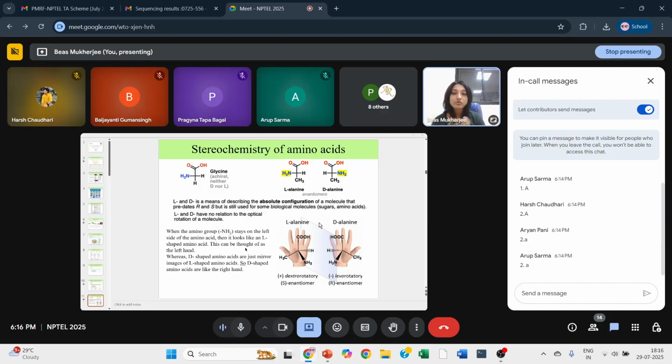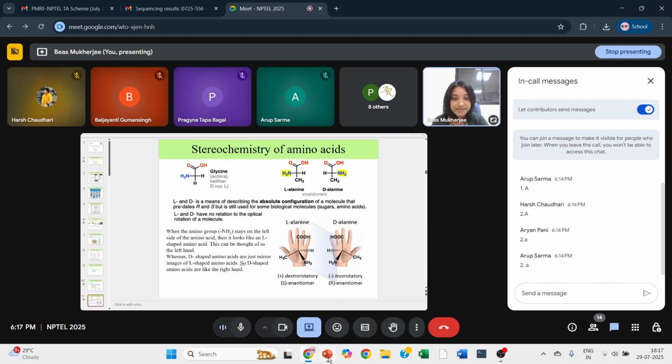Right, so when the amino group stays on the left-hand side of the amino acid, it looks like an L, and this is called L amino acids. So in nature, in our body also, all amino acids are L amino acids. But in some bacteria, in the bacterial cell wall, there is a peptidoglycan layer. In the peptidoglycan, D amino acids are also there.